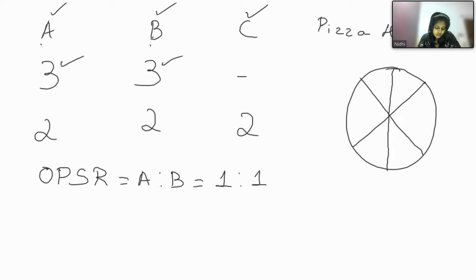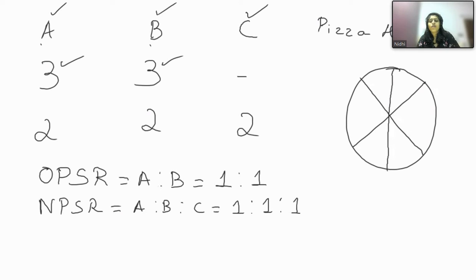That is nothing but new profit sharing ratio, NPSR. What do you mean by NPSR? New profit sharing ratio. So what will be the new profit sharing ratio? A is to B is to C is nothing but 1:1:1. What do you mean by new profit sharing ratio? New profit sharing ratio is the ratio after admission of a partner. What was old profit sharing ratio? Old profit sharing ratio was the ratio among the partners before the admission of a partner. And what is new profit sharing ratio? New profit sharing ratio is the ratio after the admission of a partner.